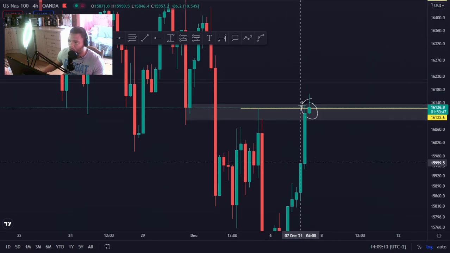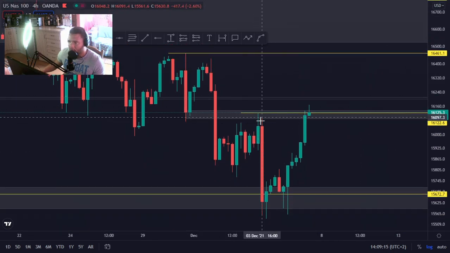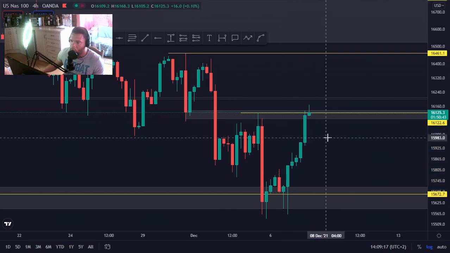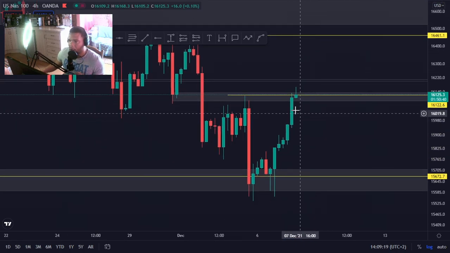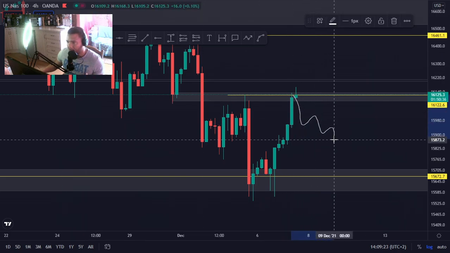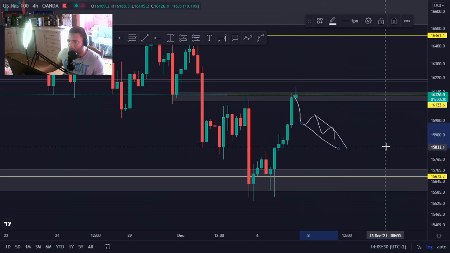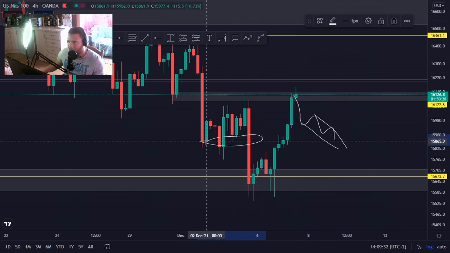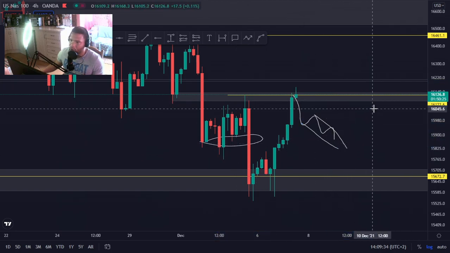Because why? What I can also notice on this pair is that we have this impulse and impulse move. So what I love to see is how price is basically going to behave once price shows me some form of impulse and impulse. So now I just have to wait. Price can easily come down in an ascending corrective back into this price action and then continue to the upside.